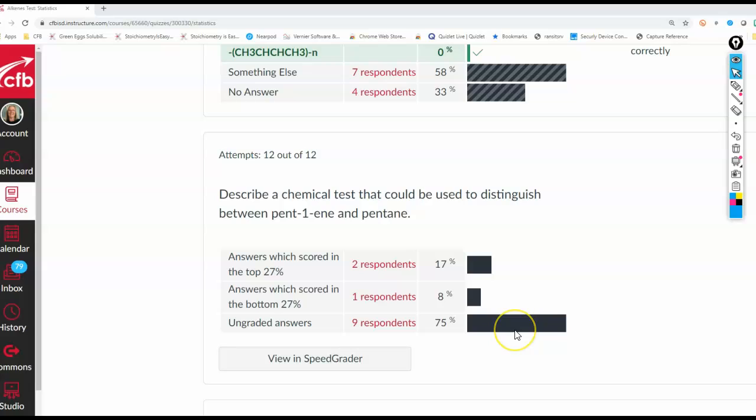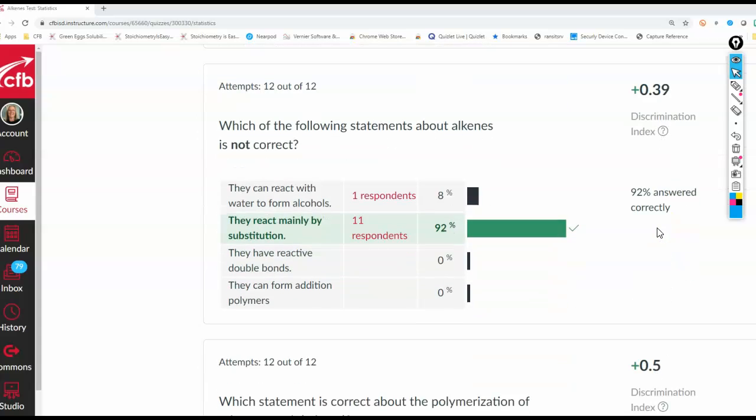Describe a chemical test that could be used to distinguish between pent-1-ene and pentane. Here we're going to be putting both in bromine water, or Br2, and then describing the fact that pent-1-ene would decolorize while pentane would not decolorize, due to unsaturation in pent-1-ene and saturation in pentane. Okay, so our next question.